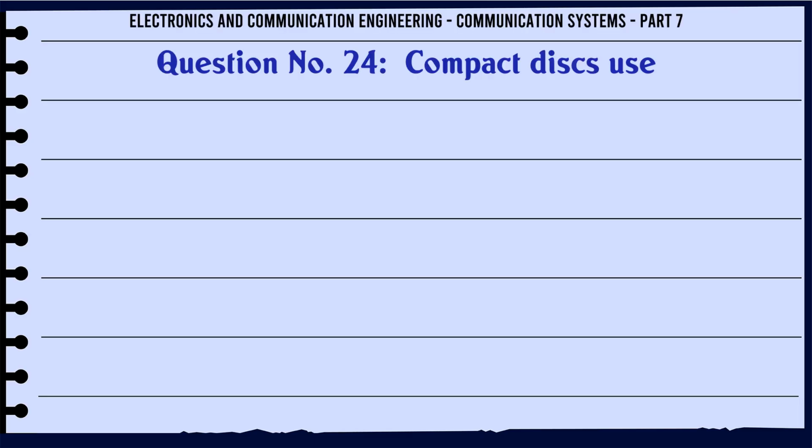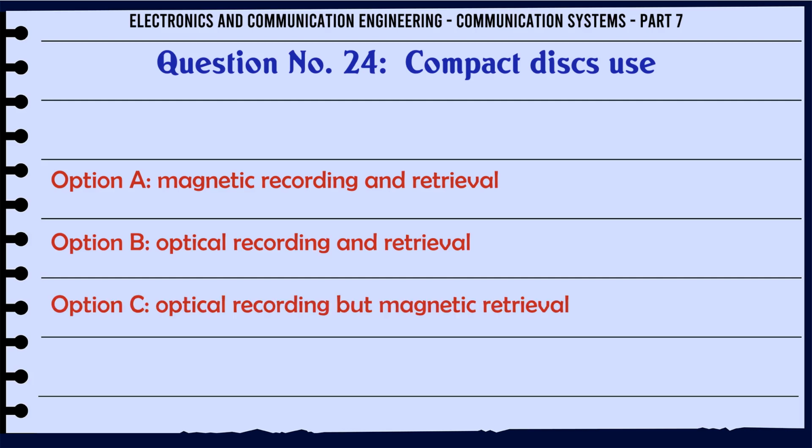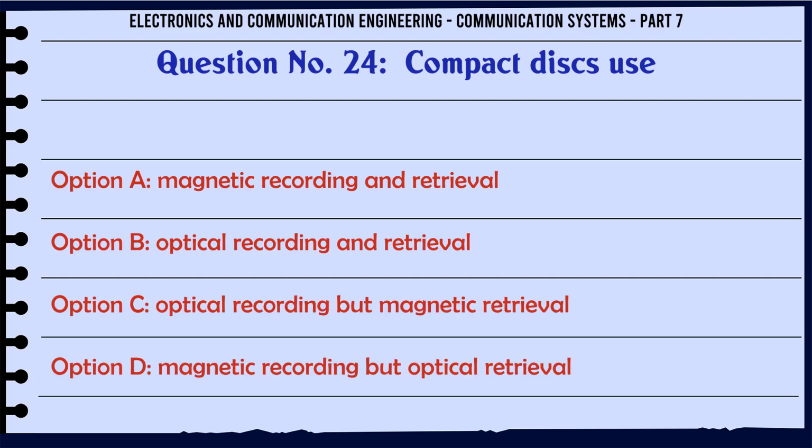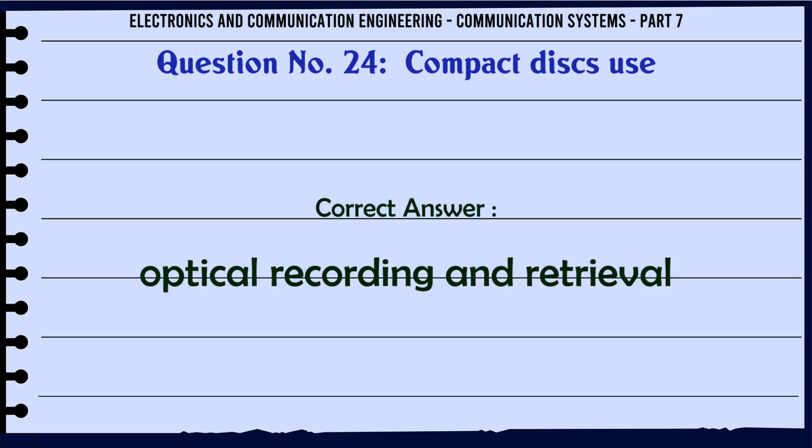Compact discs use A, magnetic recording and retrieval, B, optical recording and retrieval, C, optical recording but magnetic retrieval, D, magnetic recording but optical retrieval. The correct answer is optical recording and retrieval.